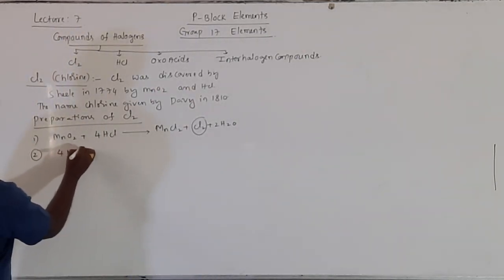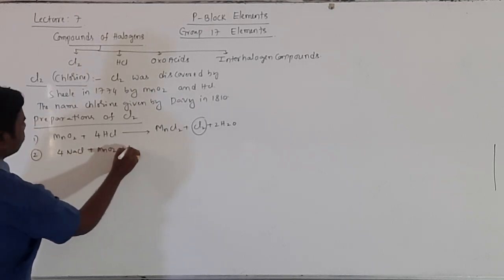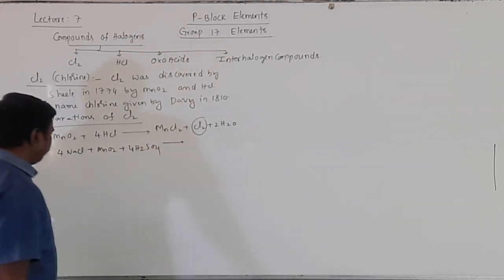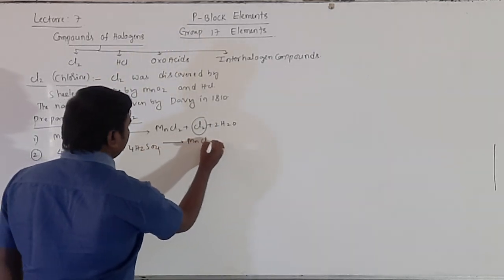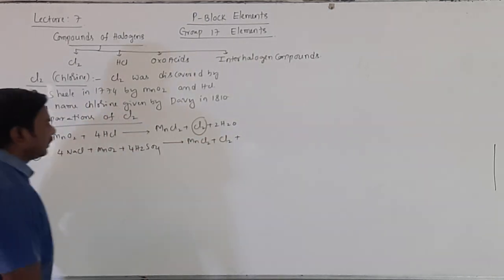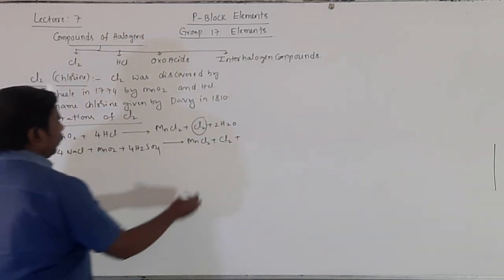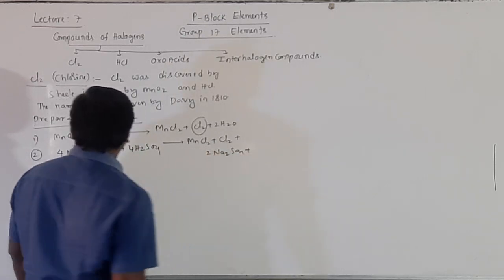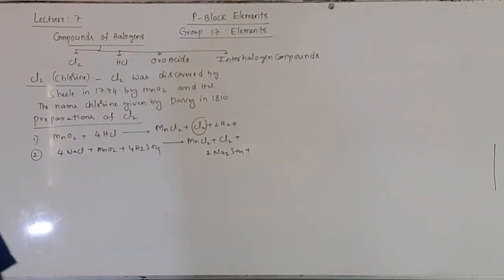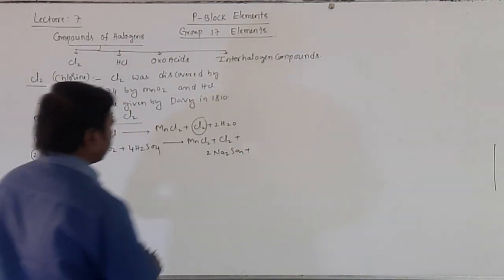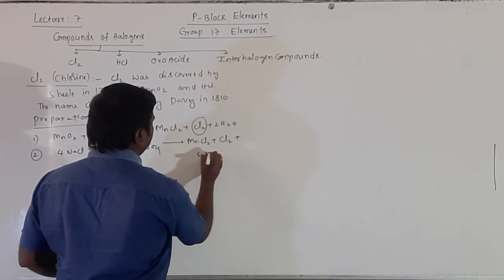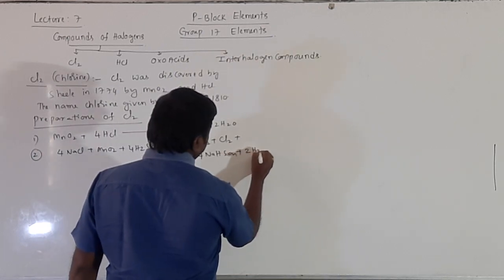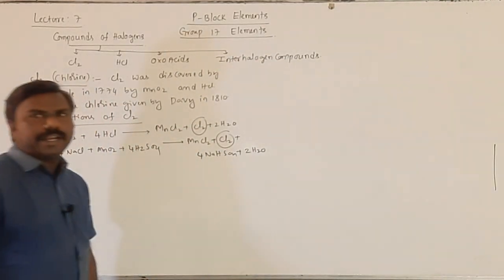Second method is 4NaCl plus MnO2 plus 4H2SO4 then gives rise to MnCl2 plus Cl2 plus 2Na2SO4 plus, the byproduct is 4NaHSO4, plus 2H2O. Chlorine gas will be liberated.